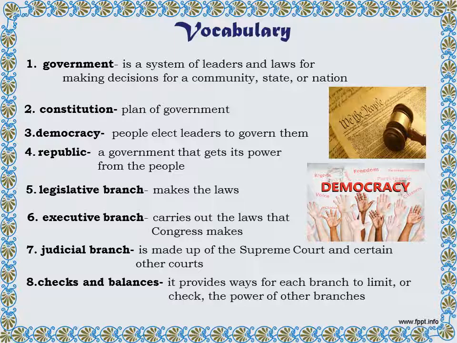So the Constitution also creates this system, checks and balances, to make sure, grade 4, that no branch could become too powerful or controlling. All right, so number one, again, we have government. Number two is constitution, democracy. Number four is republic. We have legislative branch, executive branch, judicial branch, and checks and balances.